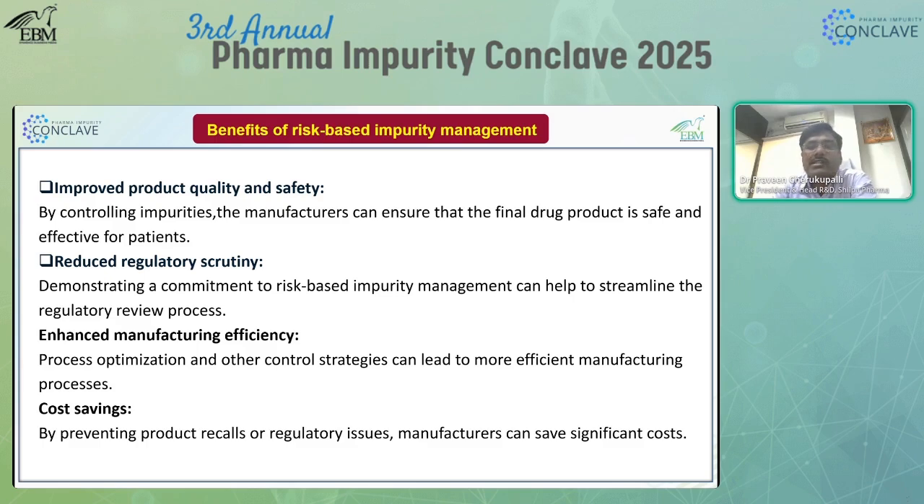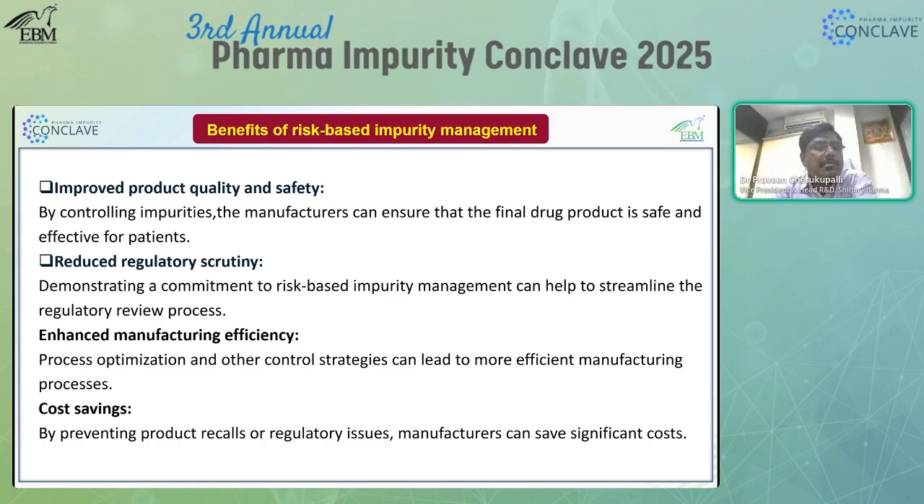Next, enhanced manufacturing efficiency. Process optimization and other control strategies can lead to a more efficient manufacturing process. When you have a complete idea of the impurities and impurity profiles, definitely you will have a good process where a manufacturer can efficiently manufacture the drug substance or the drug product.